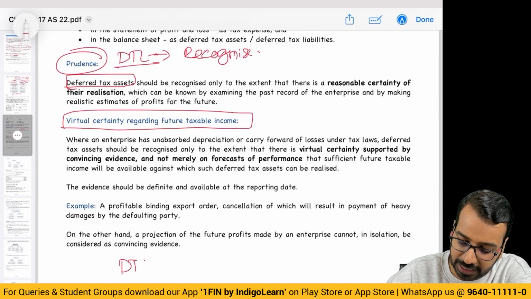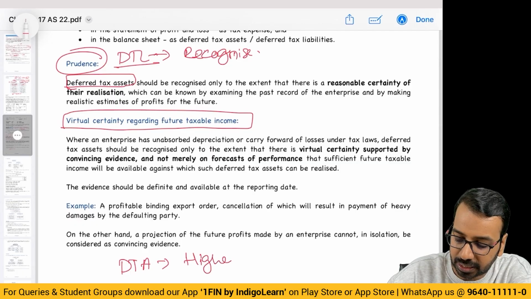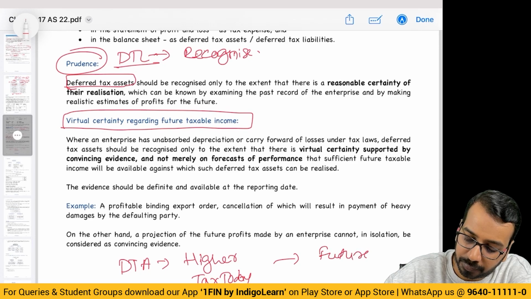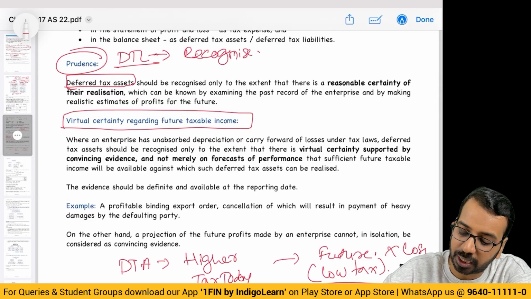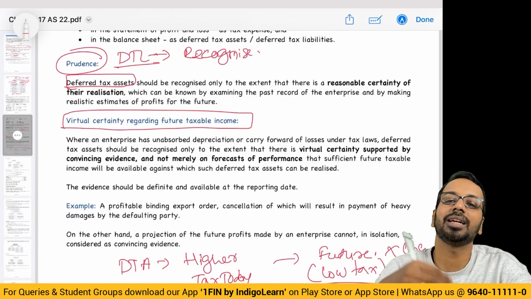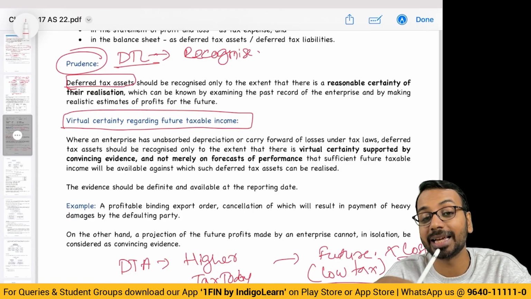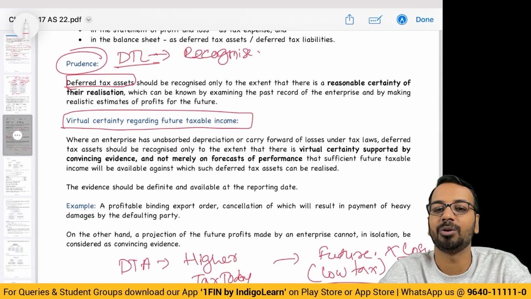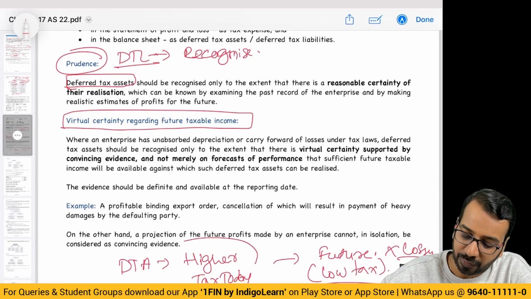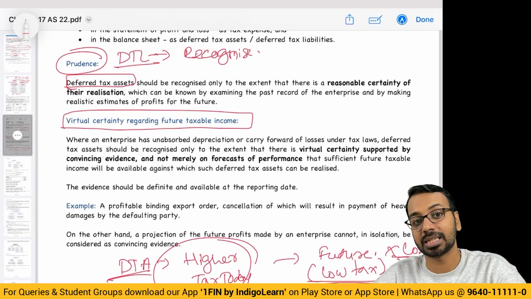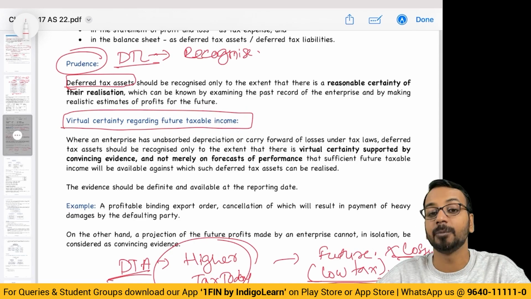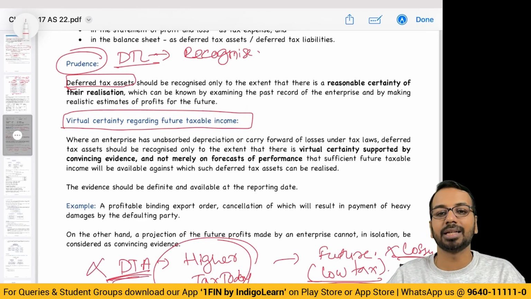See, when I am saying DTA, I have said that I am paying higher tax today, and in future I will pay lower tax. Now, if in future I am expected to incur only losses, will I be able to get any benefit of the taxes paid today? I will not be able to take any benefit, right? So if I am paying a higher tax today and I have to create a DTA, but in the future I am expected to incur losses, I will not be able to utilize the higher taxes paid, and hence DTA should not be recognized to that extent.